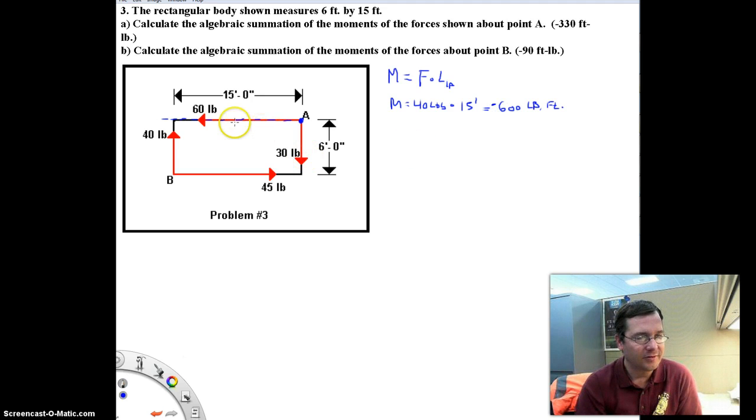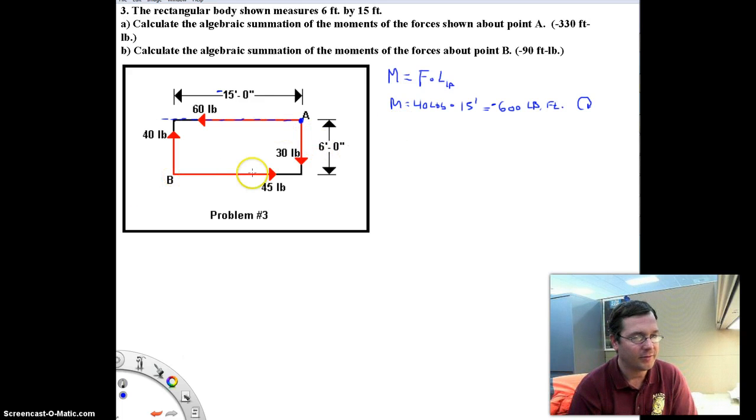You could also think of it as being negative because we would think about this 15 feet as being a negative number because it's to the left of A. So negative 600 pound-feet, and again, it's a clockwise moment, which we would consider negative by convention, which is probably a little counterintuitive, but it was the way things ended up getting set up.